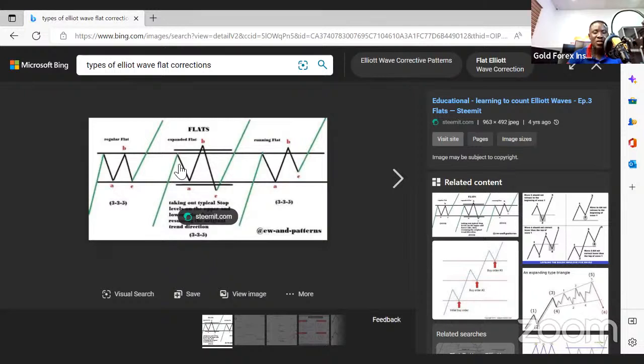Now, after the impulse leg, look at what happened on the flat correction, the expanded flat. The A came here, B went above the start of the A, and the C also went below the A. That is why it is called the expanded flat. Now, let's go back to our chart and look at something. This is what newbies don't learn, and that is where the money is.